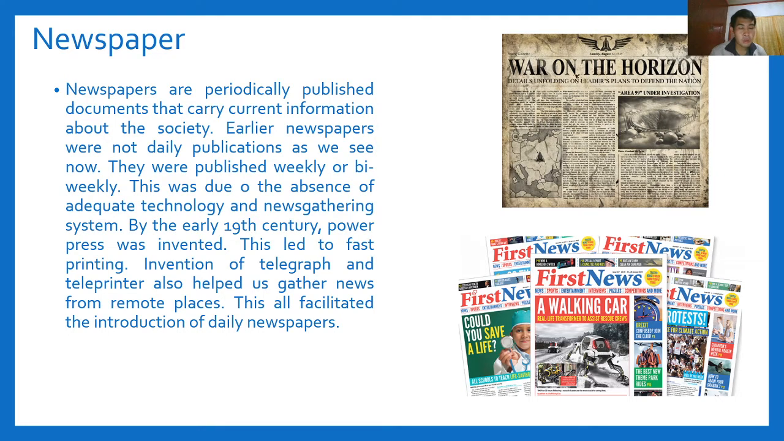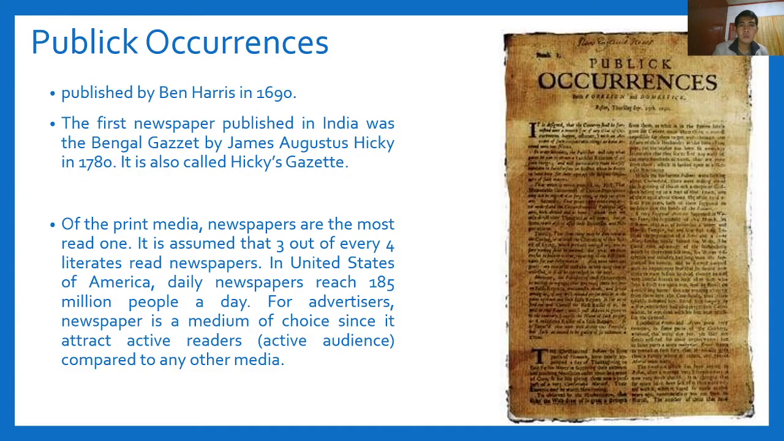Because of the power press, mass production of print media became possible, specifically of the newspaper. That's why we're having a daily reproduction of newspapers. The power press, or the printing press, makes it possible. The first published newspaper was by Benjamin Harris, while in India it was entitled Bengal Gazette. But Benjamin Harris published Public Occurrences.